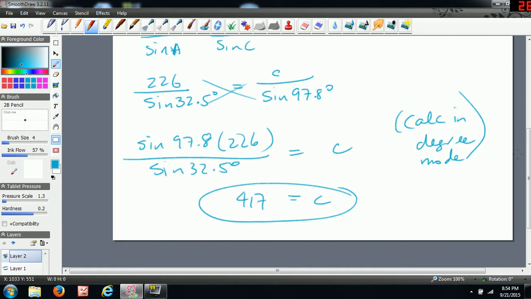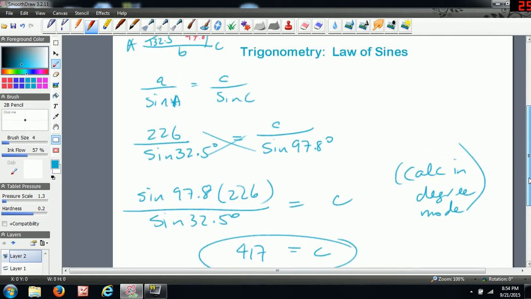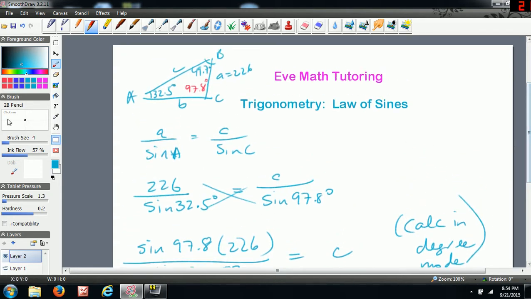So now we figured out side c. We figured out that side c is equal to 417.